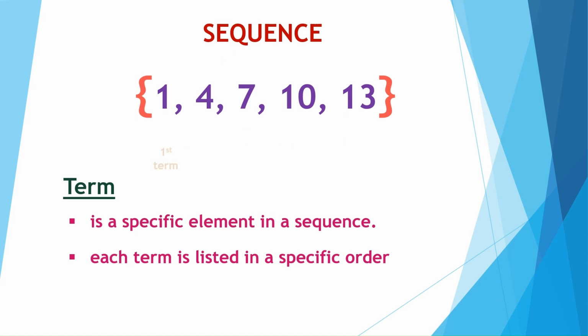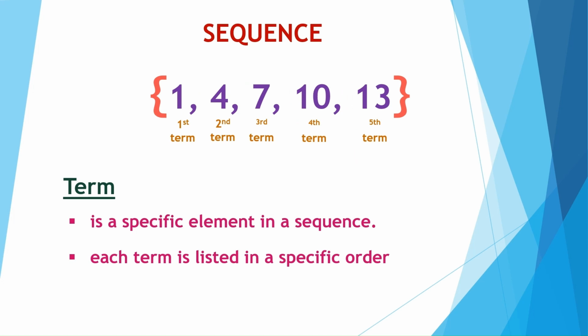So 1 is the first term, 4 is the second term, 7 is the third term, 10 is the fourth term, and 13 is the fifth term. The terms in this sequence can be written as a sub 1, a sub 2, a sub 3, a sub 4, and a sub 5.